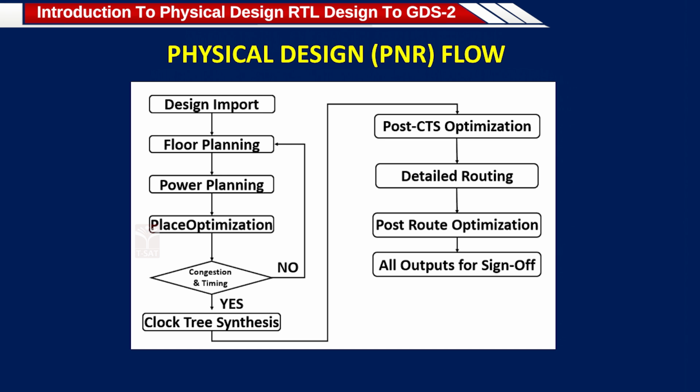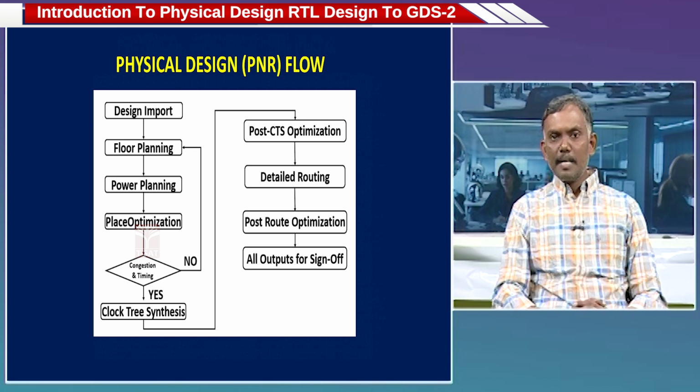As we discussed, we have the clock for every ASIC. We should build the clock tree to supply the clock for each and every clock pin of your sequential cells. That is clock tree synthesis. Next one is, after clock tree synthesis, we should do the post-CTS optimization if you have any violations. If the design is not meeting your timing, we should go for one more round of optimization. That is called post-CTS optimization.